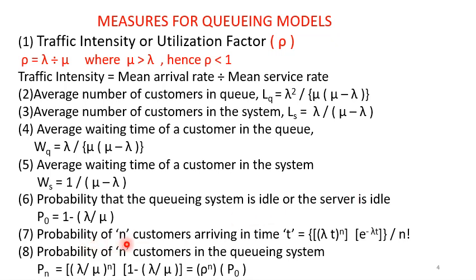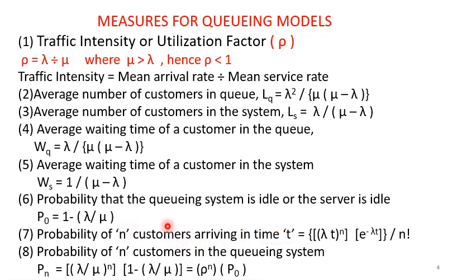Next, the probability of n customers arriving in time t. For example, if the service center wants to know, in the next 15 minutes, in intervals of 5, 10 and 15 minutes, what is the probability of customers arriving in this duration. This is the probability of n customers arriving in time t.